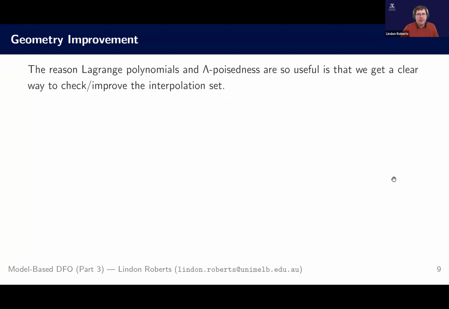So the reason that we're looking at Lagrange polynomials as opposed to matrix norms is that this becomes very useful as a way of deciding how to handle the interpolation set, in the sense of adding and removing individual points. So how do we assess if an interpolation set is good? And if it is good, we're happy. If it's not good, how do we fix it to make it good? The Lagrange polynomials, the concept of lambda poisedness, give a very clear way of handling that.